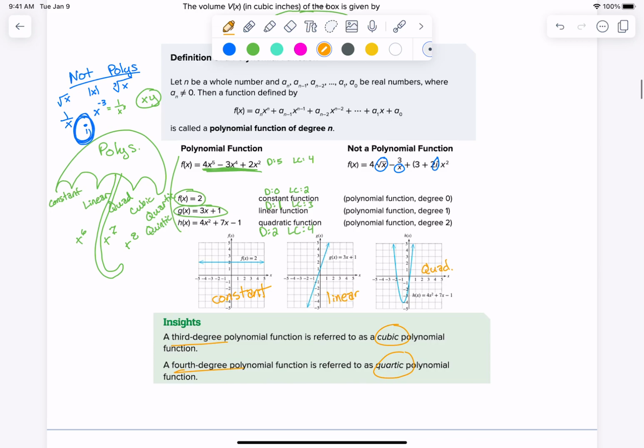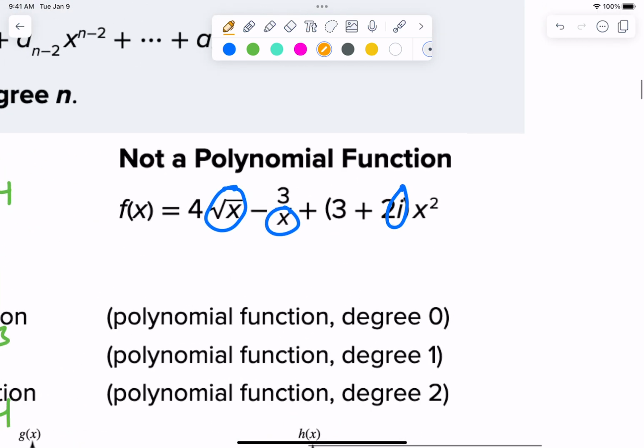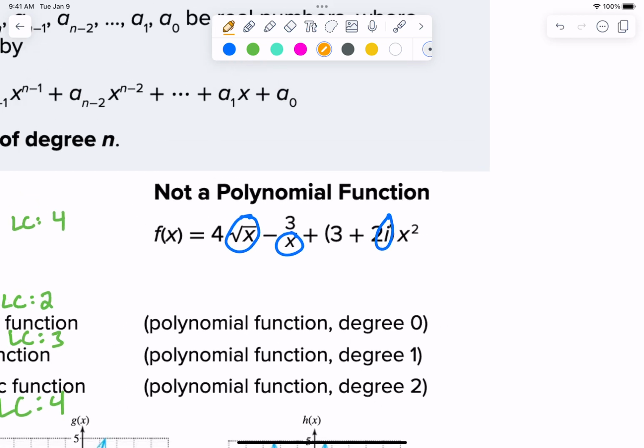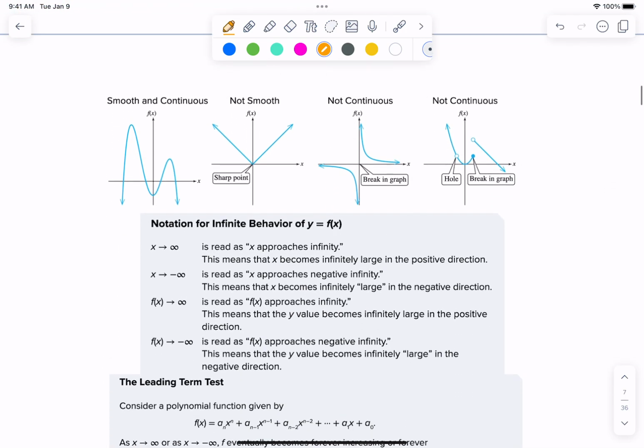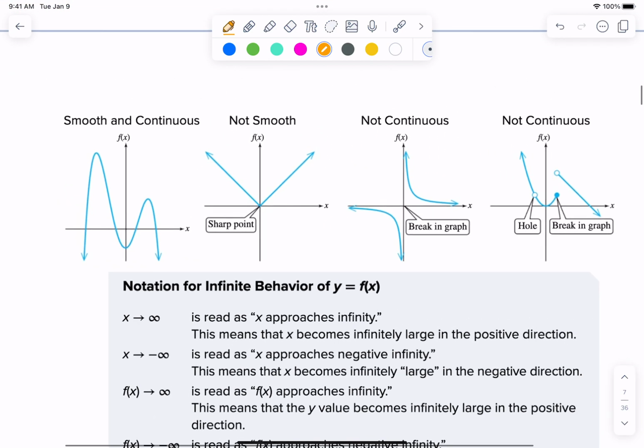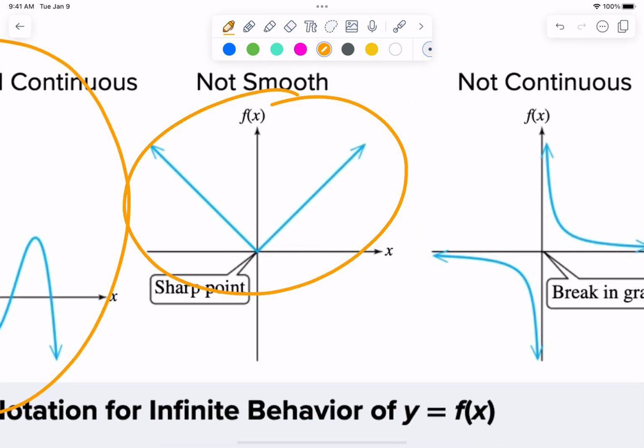What were we circling? The bad things. Why is it not a polynomial function? This and this and this. Back page. Smooth and continuous. This is a polynomial function. This guy is not a polynomial function because he comes to a sharp point. What is he? Absolute value. So he's not a poly.